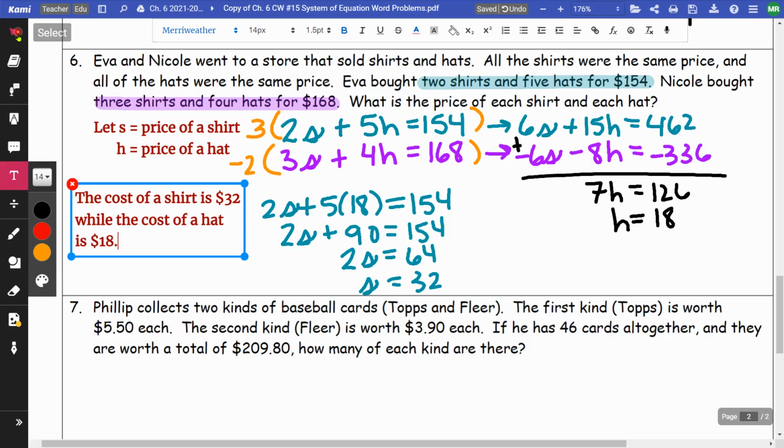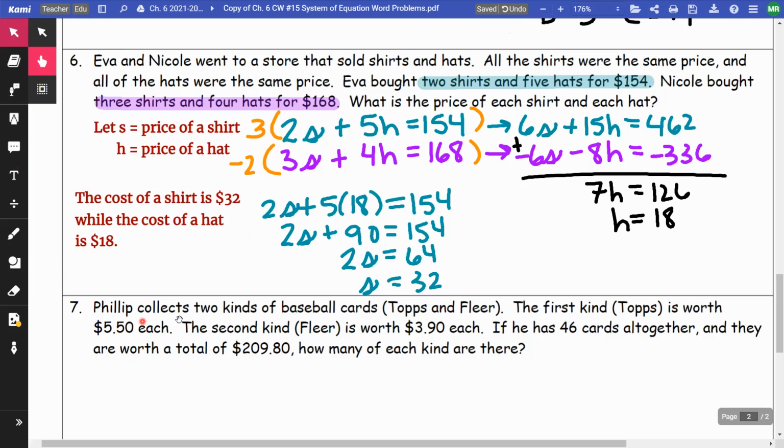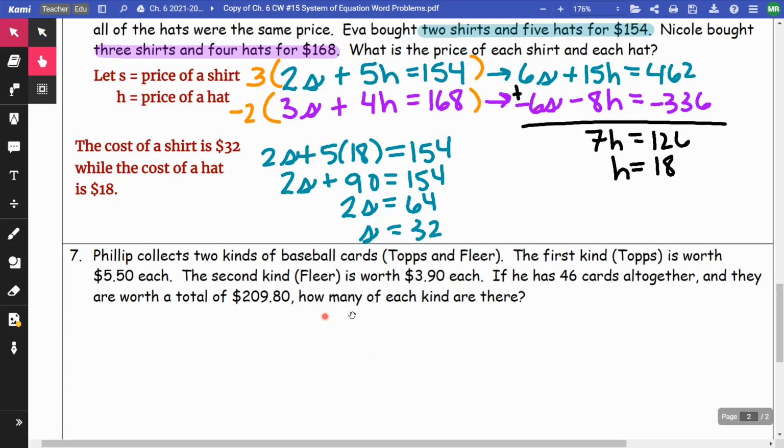On number 7, Philip collects 2 kinds of baseball cards, the tops and the flare. The tops is worth $5.50. The second kind, the flare, is worth $3.90 each. If he has 46 cards total and they are worth a total of $209.80, how many of each kind are there?